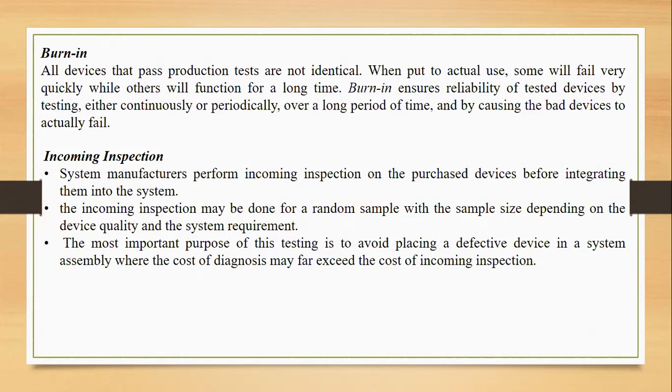The incoming inspection may be done for random samples, with the sample size depending on the device quality and the system requirements. In some cases, they need not check each and every device. They'll check random samples. For example, if you have 100 chips or transistors, we'll take around 20 as a sample and check whether they are in working condition or not. That's what incoming inspection checks, based on our requirement and the purchased devices.